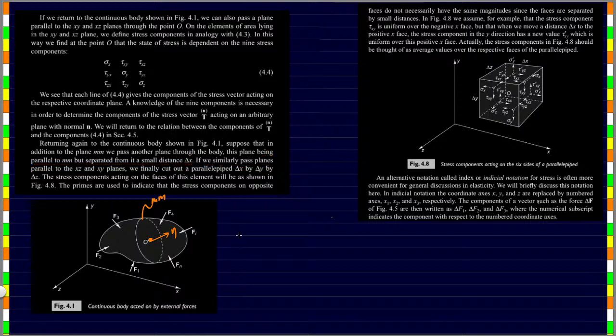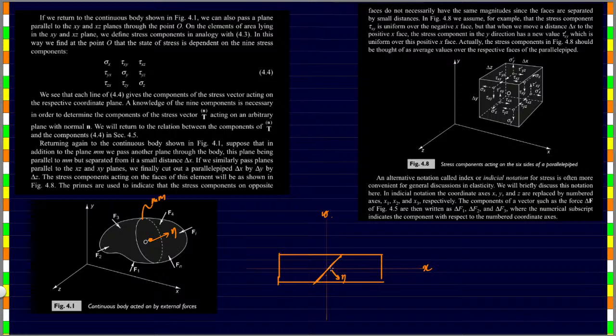The stress components acting on the faces of this element will be as shown in figure 4.8, which is over here. So we are getting a parallelepiped here, which we are cutting at different angles, so this is happening in 3 dimensions. If I want to explain it in a simple 2-dimensional body, let us say we are taking a 2-dimensional body here. This direction being x, this direction being y. Let us say we have an arbitrary plane, the normal to which is n.